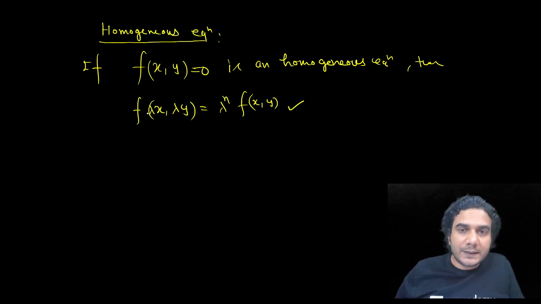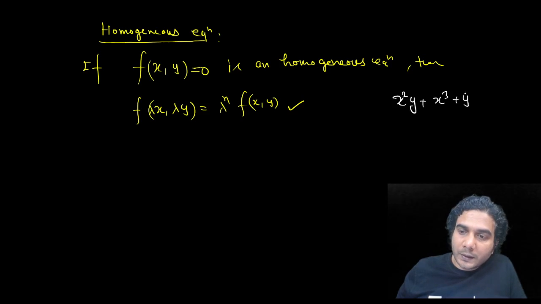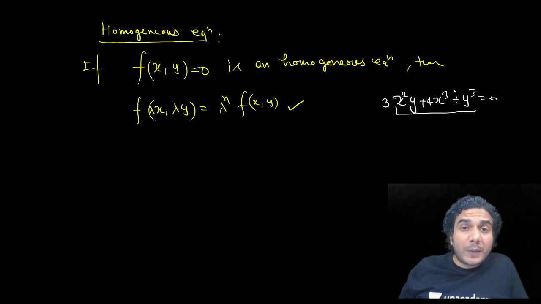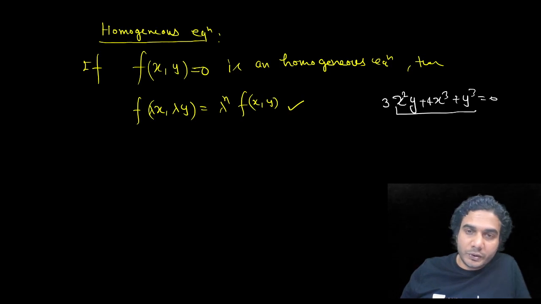In simple words, all terms should be of the same degree. I'm not writing a differential equation, I'm writing a simple equation in x and y, like x square into y plus x cube plus y cube is equal to 0. This is a homogeneous equation in x and y because you can see each term has degree 3. Multiplying by a constant is not our concern; you can multiply any constant to any term. The sum of powers of x and y should be equal in each term. So in this case this is a third degree homogeneous equation.